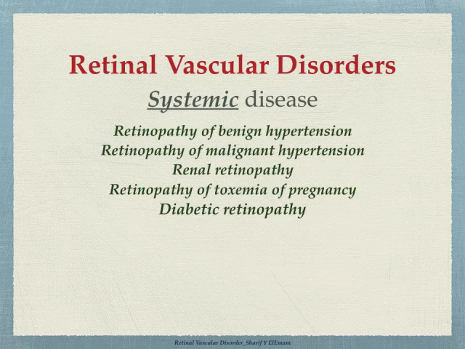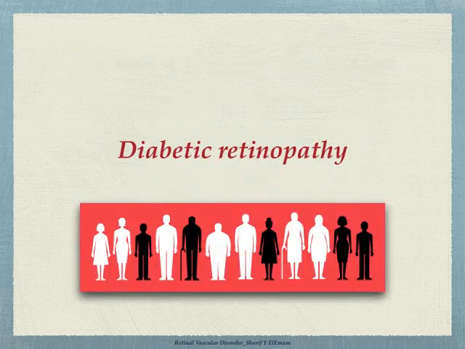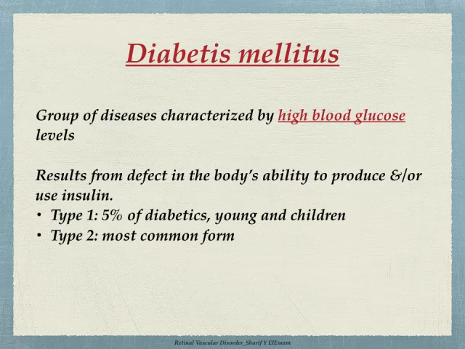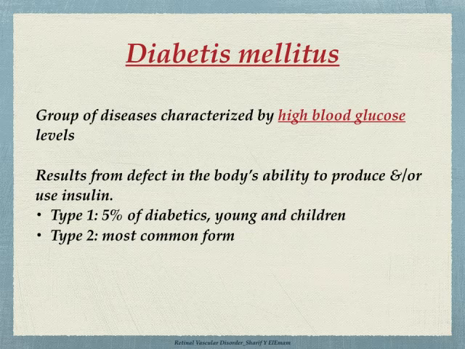As we said, diabetic retinopathy is the main systemic disease that affects the eye and affects all ages. It's not only related to old age, but it also affects young ages. As you know, diabetes mellitus is a group of diseases characterized by high blood glucose level. It results from a defect in the body's ability to produce or use insulin.